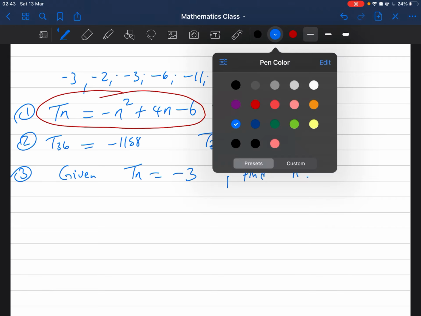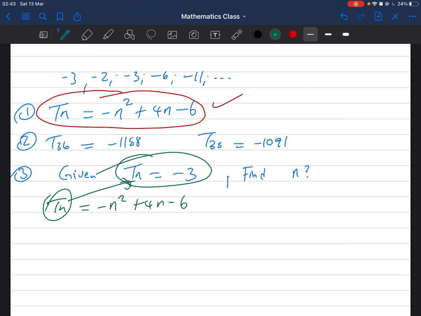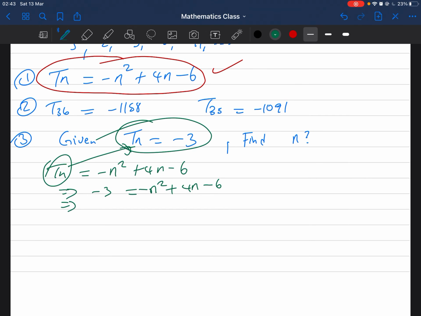So we have Tn is equal to -n squared plus 4n minus 6, and we know Tn is -3. So you have -3 is equal to -n squared plus 4n minus 6. Okay, from here you can solve for n, right? I love working with these values on my left hand side, so I'll take everything to my left hand side and equate it to 0.